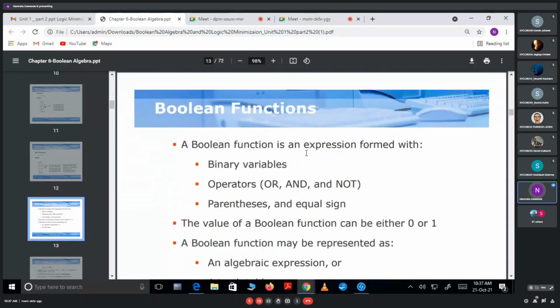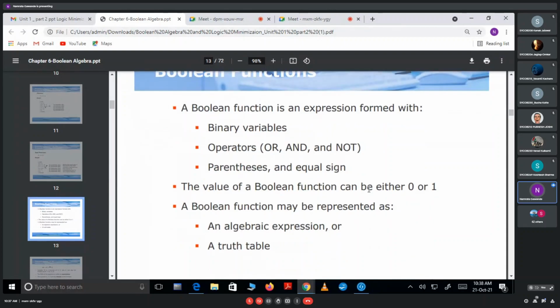See, a Boolean function is an expression formed with binary variables. A Boolean function may have binary variables, the operators OR, AND, NOT, parentheses and an equal sign. The value of the Boolean function can be either 0 or 1. The Boolean function may be represented as an algebraic expression. It can be termed an algebraic equation, a Boolean function, or a logic function, or it may be represented in terms of a truth table also.